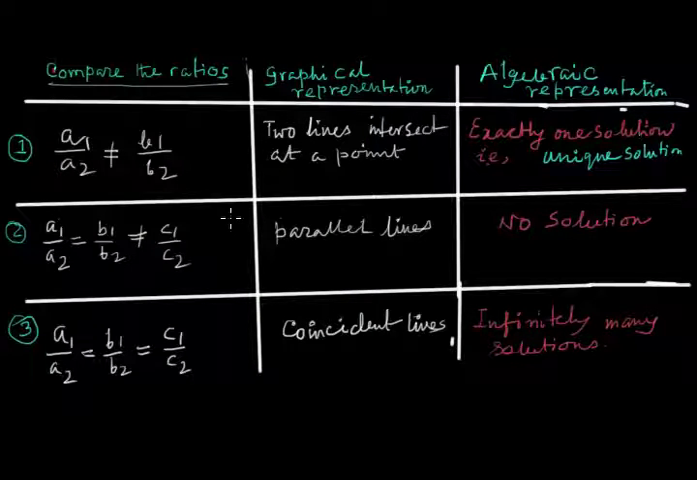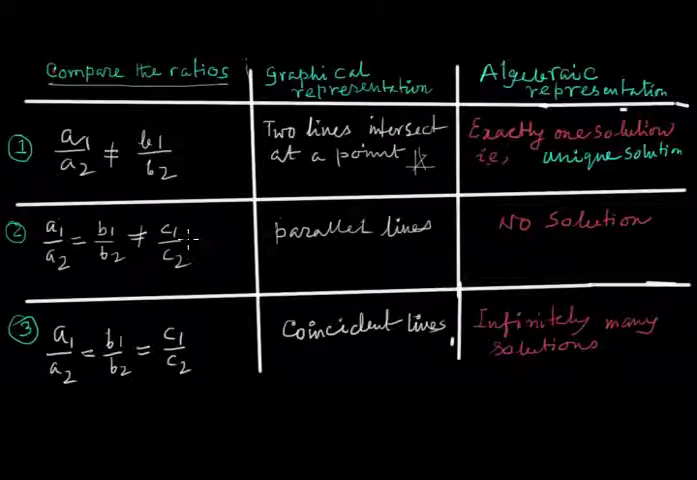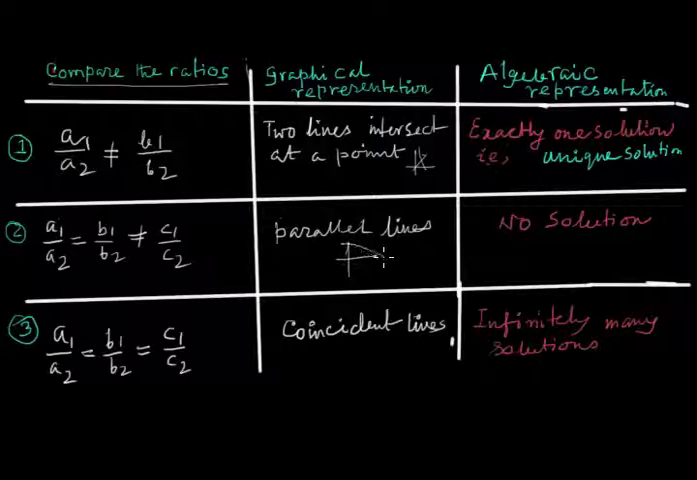Look at the overall result of this. First one, a1 by a2 not equal to b1 by b2. Then the two lines intersect at a point and there is exactly one solution. In this case, the graph will meet at one point. Second condition, if it happens that a1 by a2 is equal to b1 by b2 not equal to c1 by c2, in this case, we get two parallel lines, so they have no solution.